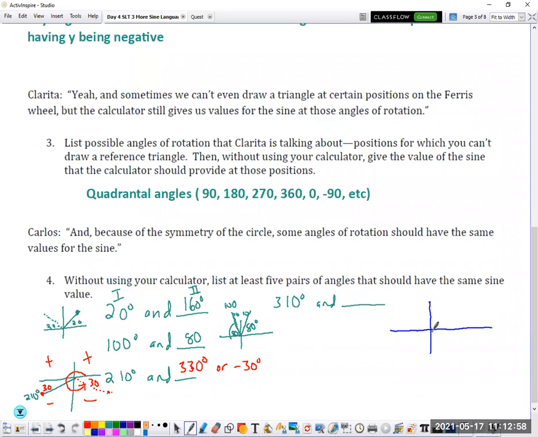For 310, well, 310 is somewhere in the fourth quadrant here. I have to think, all right, who's symmetrical? If this is 310, my reference angle is going to be 360 minus 310. There you go, friends. That's going to be 50. So if I put 50 over here, this is 180, and that's 180 plus 50, which is going to be 230.